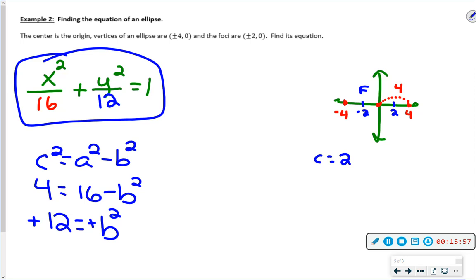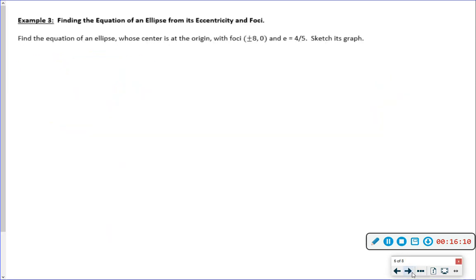So you really have to know that A is the distance from the center to a vertex. C is the distance from the center to the foci. Let's do another. Kind of like a puzzle. Find the equation whose center is at the origin. Okay, I already know the numerators. I'm going to start filling those in. X squared, y squared, since we're at 0, 0.